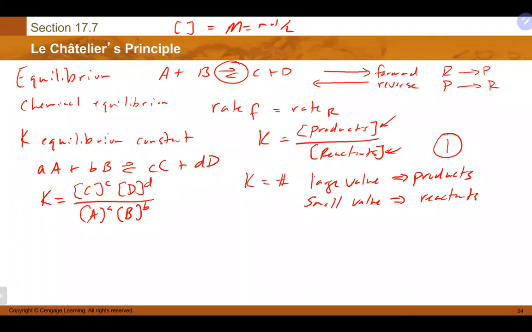But really, the value of K does give us information about when we reach equilibrium, and the rate of the forward reaction equals the rate of the reverse reaction. Would we mainly have more products or more reactants present?